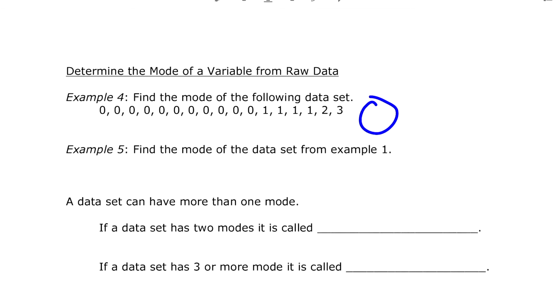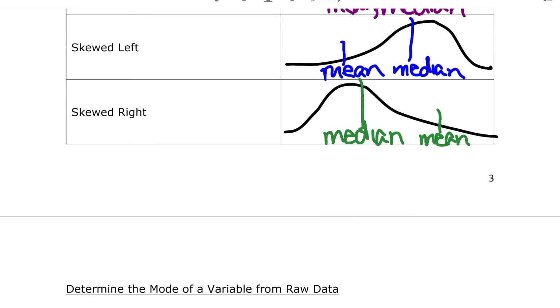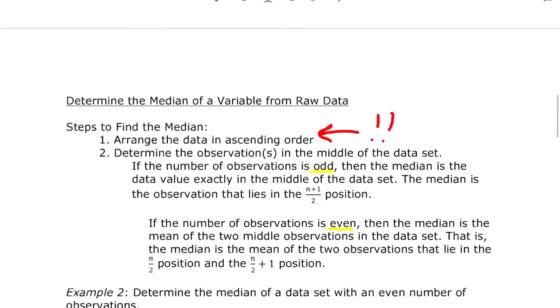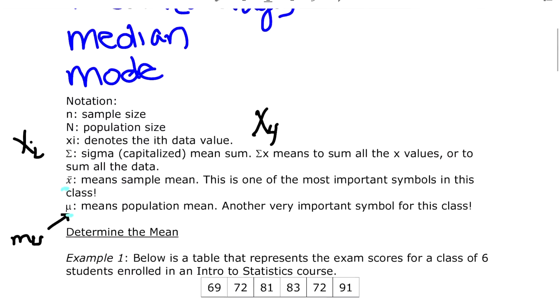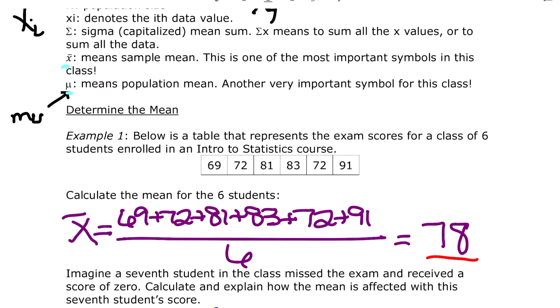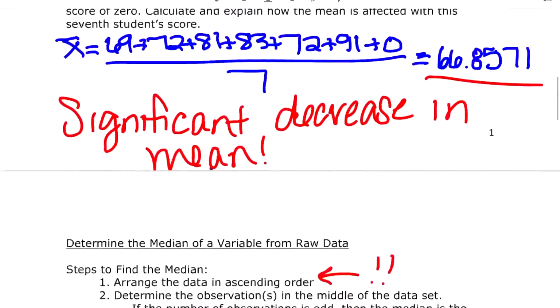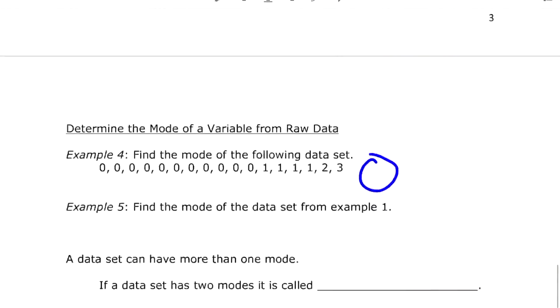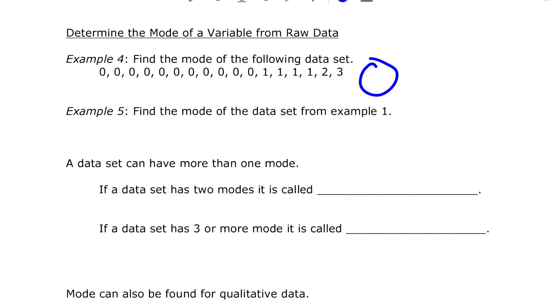So next example, find the mode of the data set from example 1. So that's our test score data. So we're going to go all the way back up to example 1. Oop, I passed it. Here it is. And we're going to find the mode of this data set here. So 69, 72, 81, 83, 72, 91. Well, the only data value that repeats itself is 72. So 72 is going to be the mode for this data set.